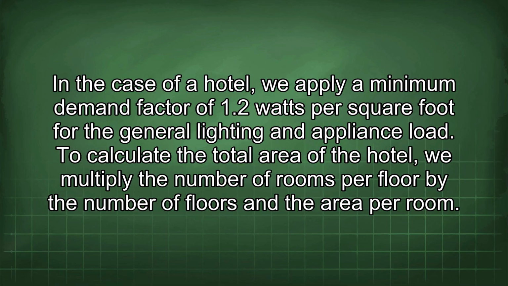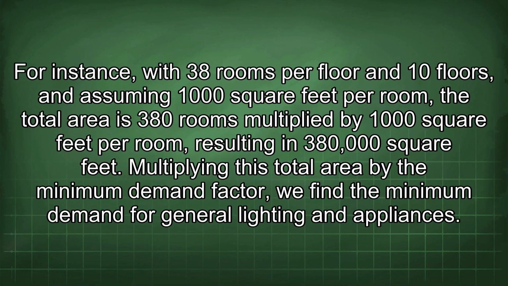To calculate the total area of the hotel, we multiply the number of rooms per floor by the number of floors and the area per room. For instance, with 38 rooms per floor and 10 floors, and assuming 1,000 square feet per room, the total area is 380 rooms multiplied by 1,000 square feet per room, resulting in 380,000 square feet.